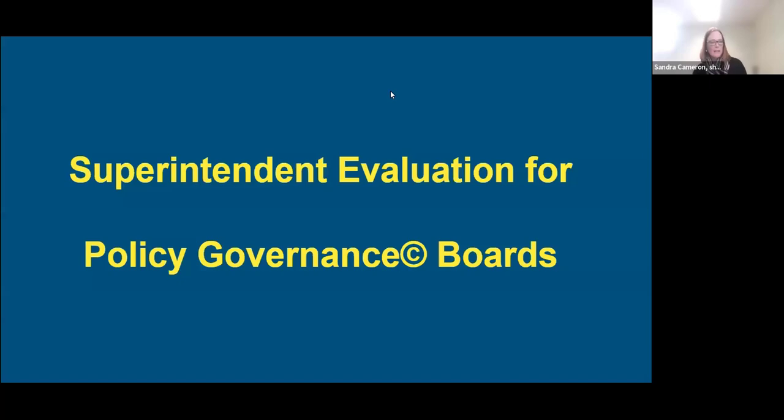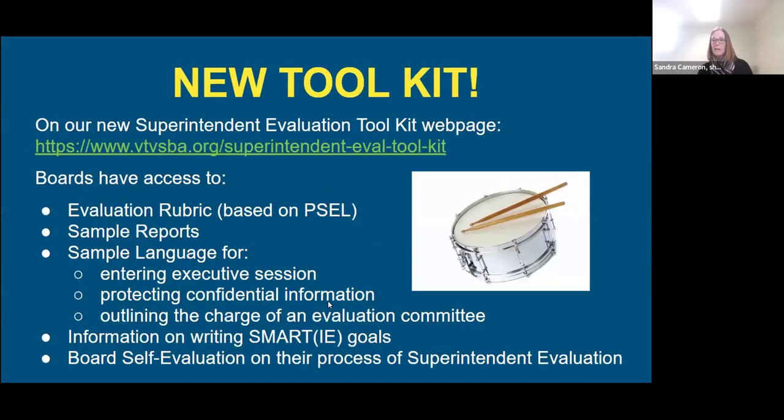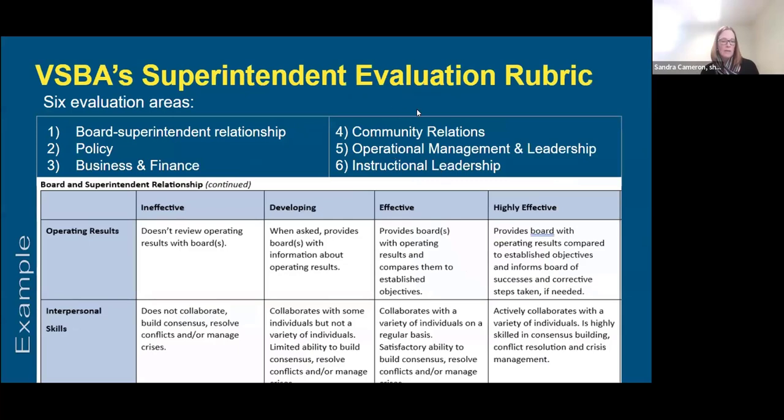So the 6 areas that the VSBA's evaluation rubric focuses on, again aligning with those professional standards, are board superintendent relationship, policy, business and finance, community relations, operational management and leadership, and instructional leadership. And then you can see within each of those. So for example, this little excerpt is board and superintendent relationship, and it's got operating results and interpersonal skills, but there are many under each of the 6. In total, the survey is 40 questions. Plus, we recommend inserting the superintendent's goals so that you can collect feedback on progress toward those goals. So a complete survey could be up to 45 questions.